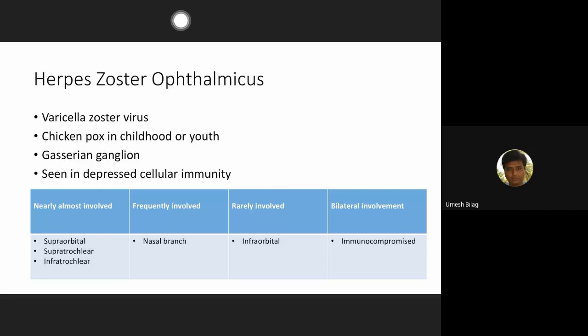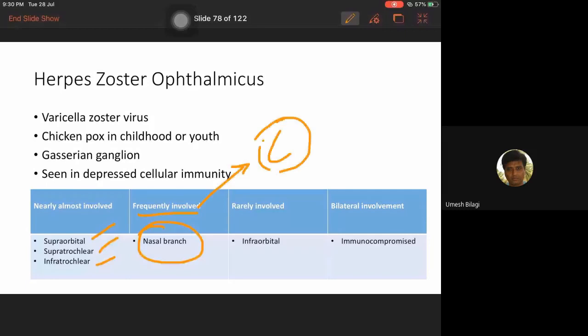Most commonly, it's almost 100%, the supraorbital, supratrochlear and infratrochlear nerves are involved. This is followed by the nasal branch, that is the nasociliary nerve, which is involved. Whenever there is involvement of the nasociliary nerve, that causes the corneal involvement. Rarely, sometimes we don't see, but you should know, rarely the infraorbital nerve is involved.